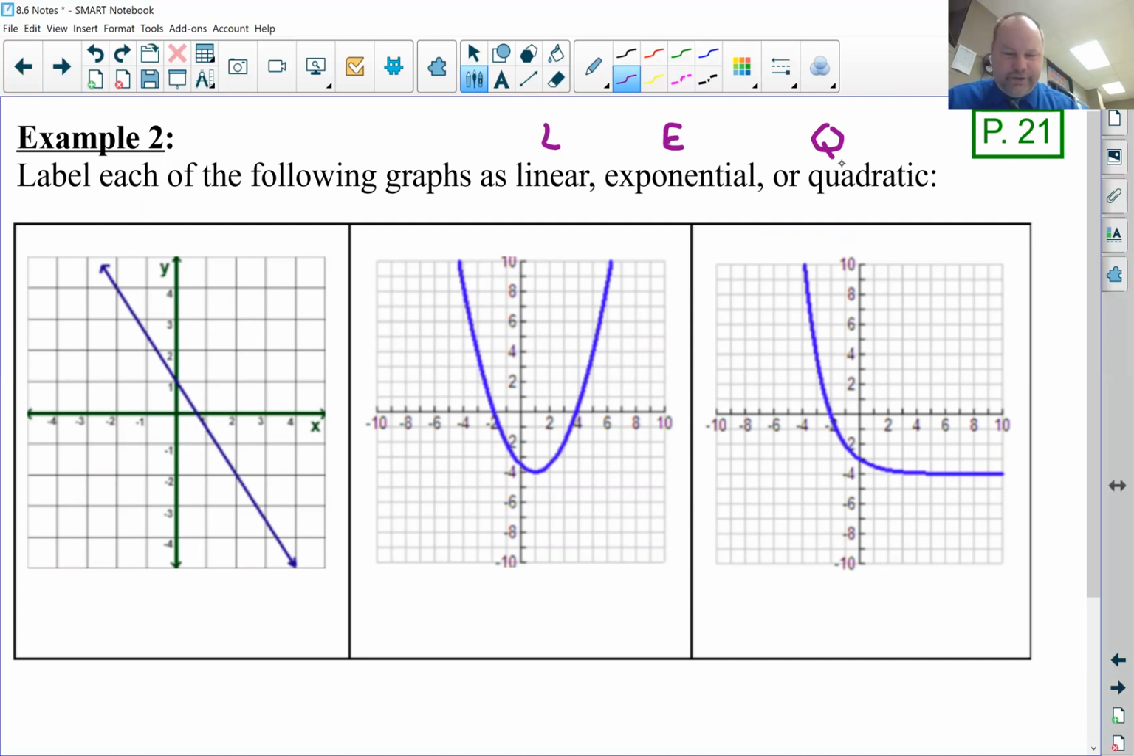I need to move my chat out of the way, maybe. Maybe not. Hard to read it if I can't see it.